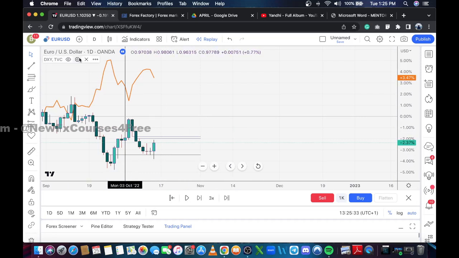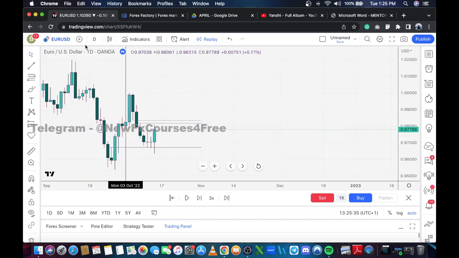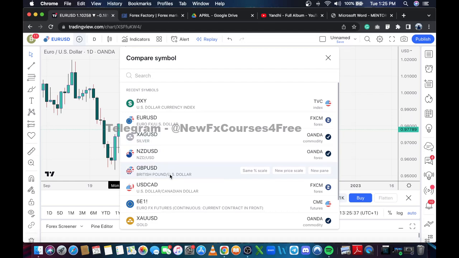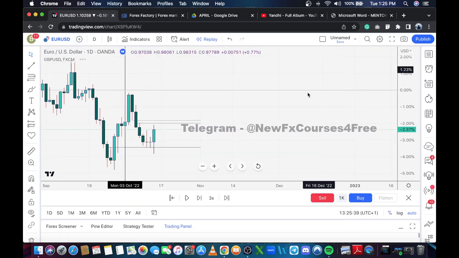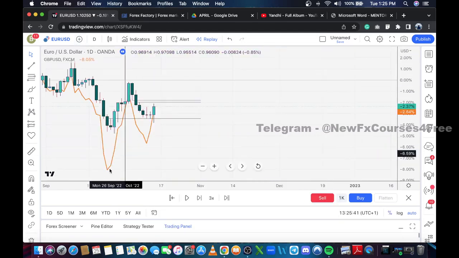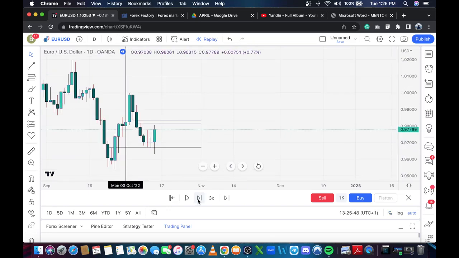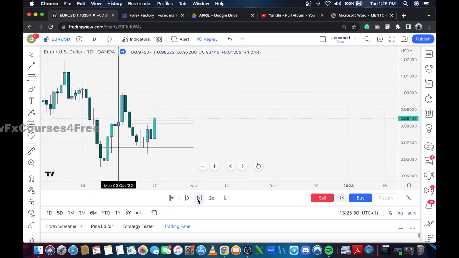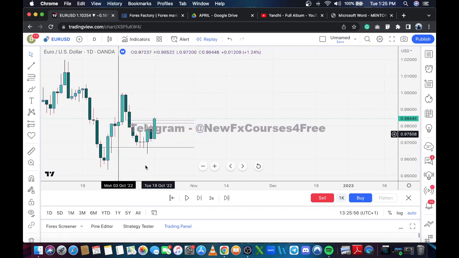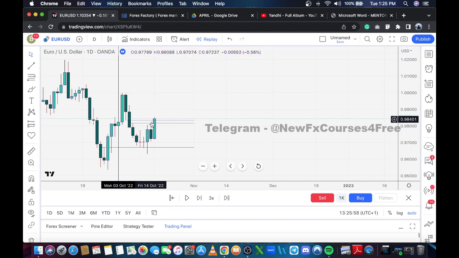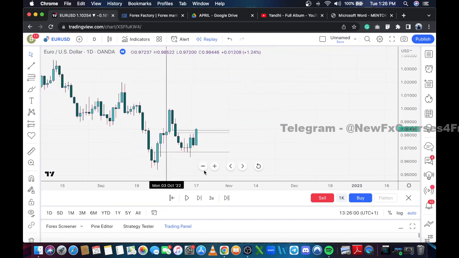Now let's compare with another correlated asset, which is going to be cable, pound US dollar. You can see we have very clean delivery amongst them. Awesome. And now we've seen price trade through our fair value gap, which does not hold price at all. Okay, and this becomes a propulsion candle.